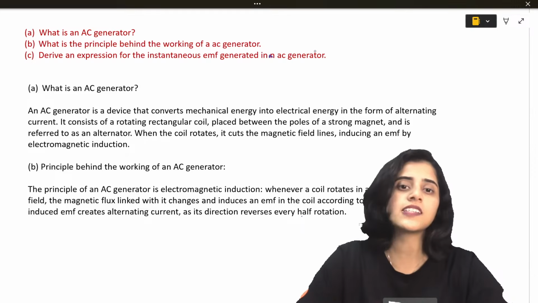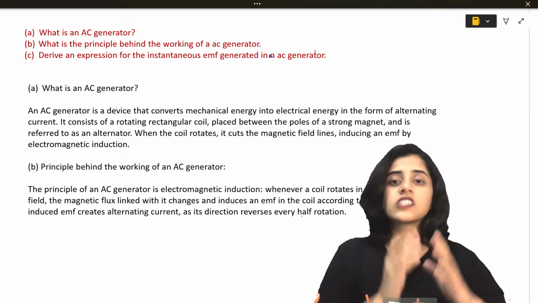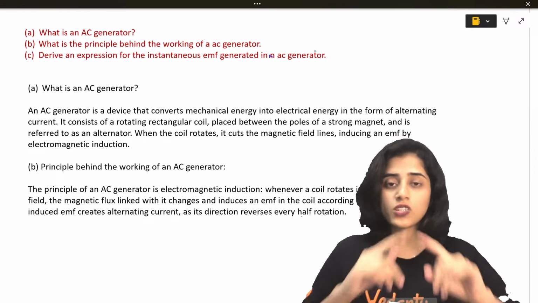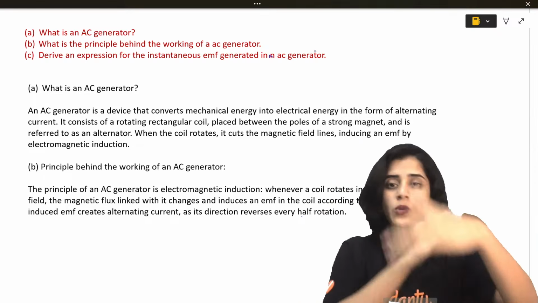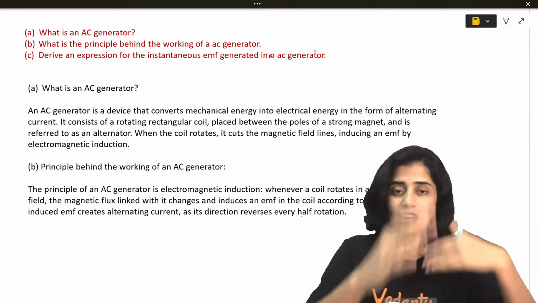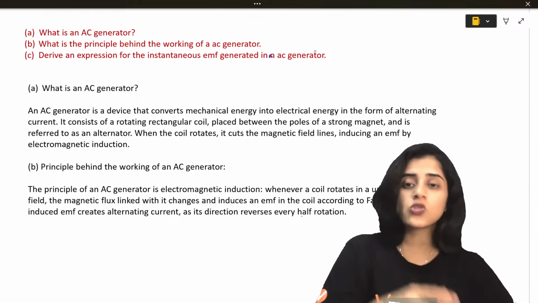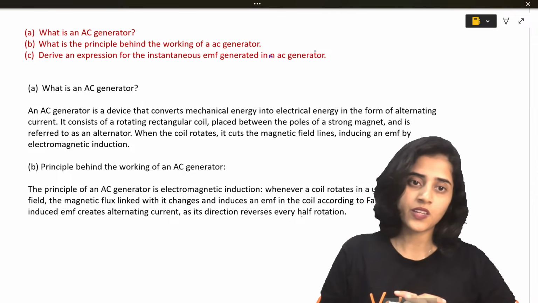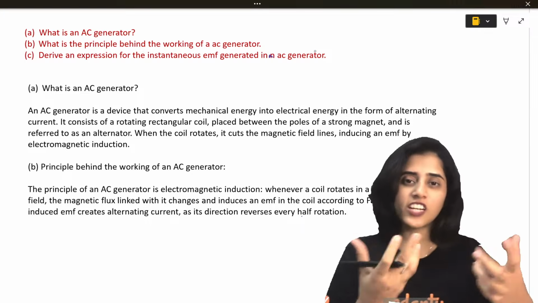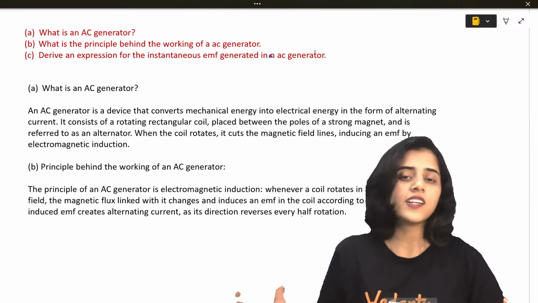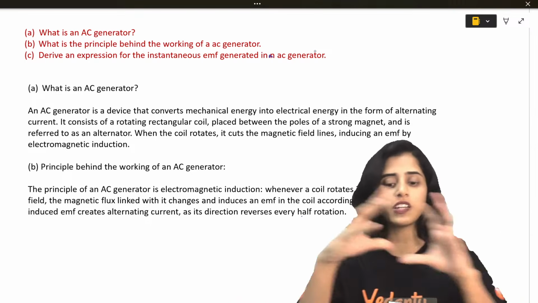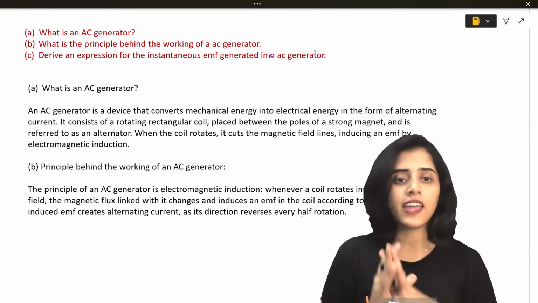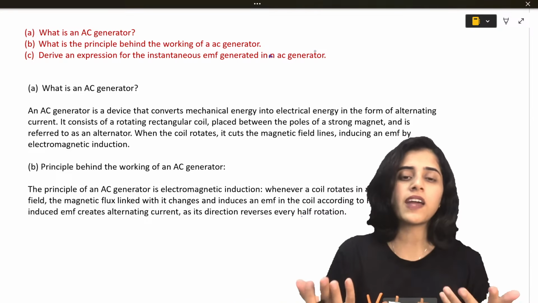Okay, so what is an AC generator? An AC generator converts mechanical energy into electrical energy. So there's a coil. This coil will rotate and that rotation cuts the magnetic field, and that is going to give you electrical energy. So a generator generates electricity. Mechanical energy is converted into electrical energy. So what's the principle behind the AC generator?